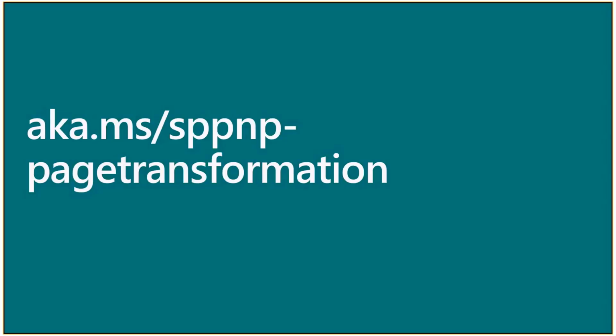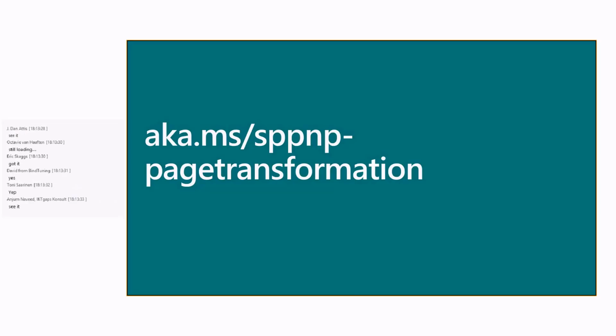So if you download the PnP PowerShell April release, you can use it. Or if you pull down the .NET packages, you can use it as well directly in .NET if you want to extend around it, etc. Now, I only have one slide, and that's actually this one. One address to remember, and that's aka.ms/sppnp-pagetransformation. This link brings you to docs.microsoft.com with all documentation around page transformation.